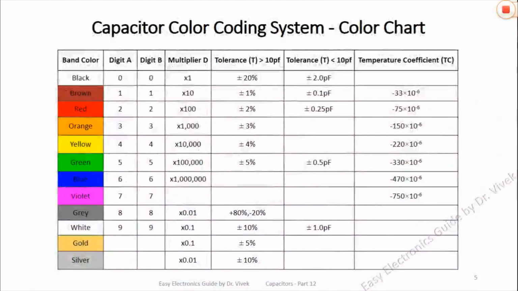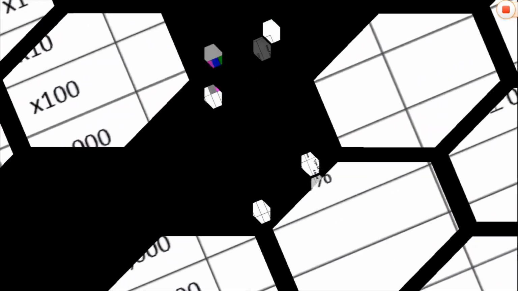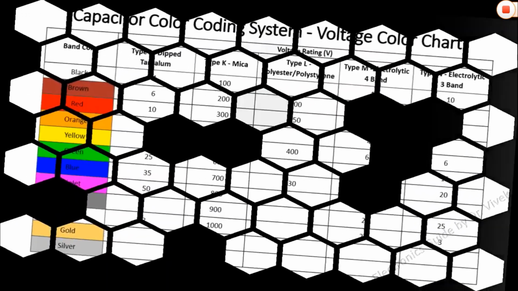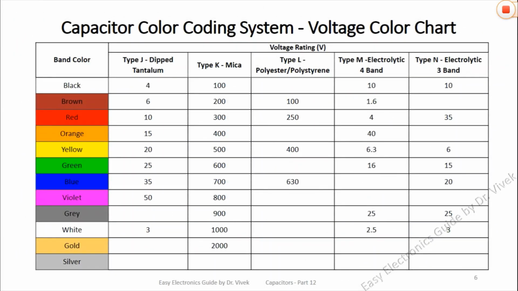The table shows the color chart for the capacitance value, tolerance, and temperature coefficient in the capacitor color coding system. The table shows the voltage color chart for the capacitor color coding system.